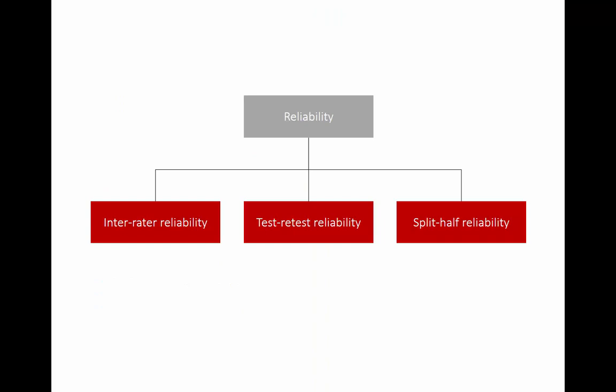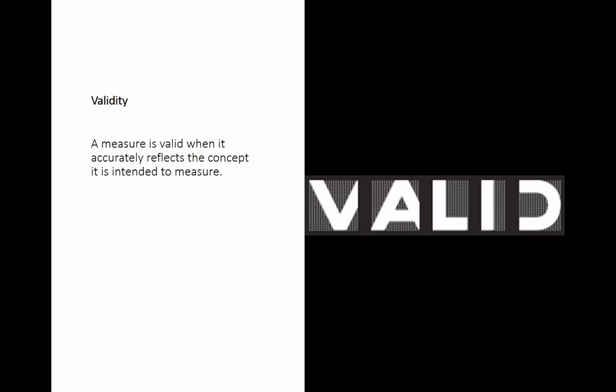We had these three different forms of reliability. I'm not going to go into this again, but you also have that in the readings. So let me talk a little bit about validity. Validity means a measure is valid when it accurately reflects the concept that it is intended to measure. Right? So me stepping on my bathroom scale, it actually gives me my weight. Not just the number that the scale comes up with.